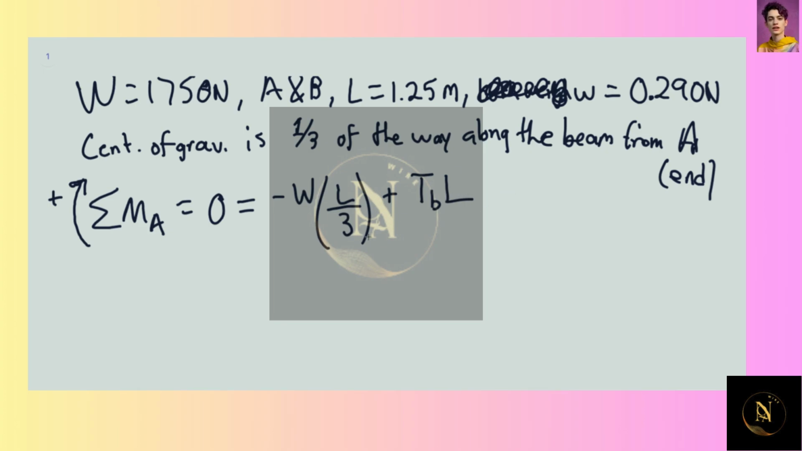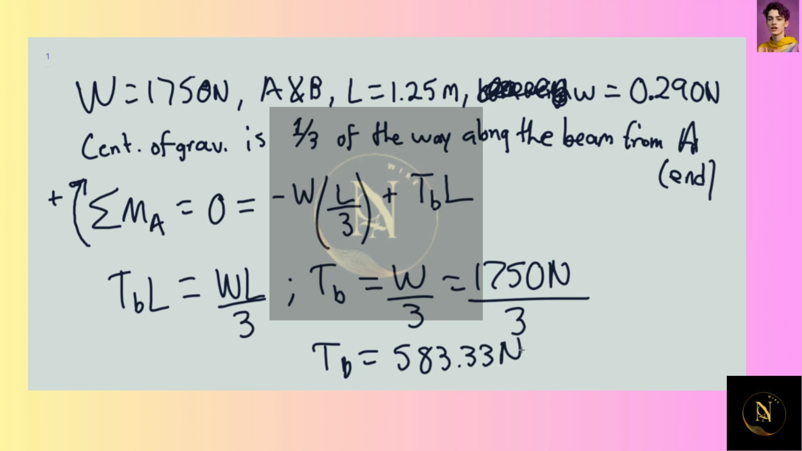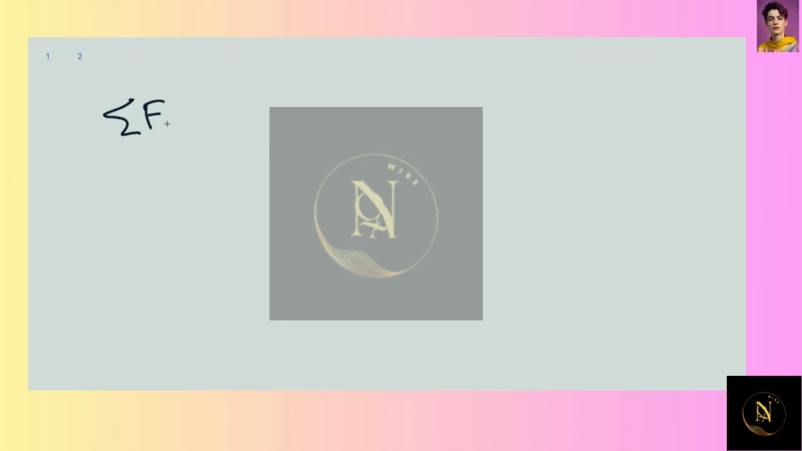At this point, the tension in wire B times the full length equals the weight of the beam times the length divided by 3. So the tension in wire B is going to equal the weight of the beam over 3, 1,750 newtons divided by 3. The tension in wire B is going to be 583.33 newtons.